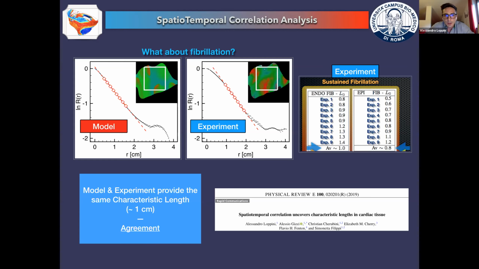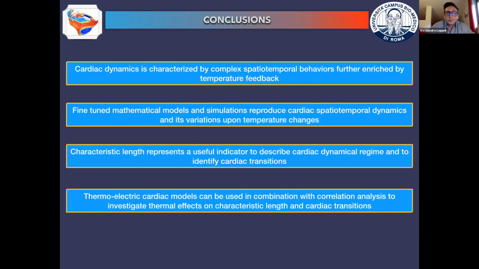And this makes us confident on the validity of the computed results on the normal rhythm and also on the alternans regime. So to conclude, cardiac dynamics is characterized by complex spatiotemporal behaviors, which is further enriched by feedback from other physical quantities, such as the temperature. This complexity can be reproduced by fine-tuned mathematical models, and simulation can be of help to understand the underlying mechanism regulating these complex dynamics, and also the variation of the emergent dynamics with respect to temperature changes.